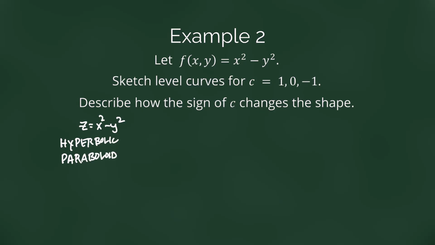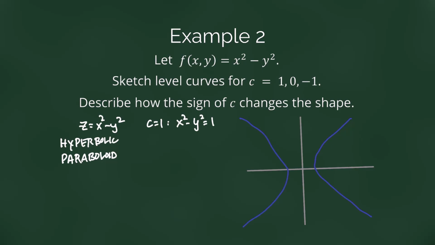So here we're asked to examine the curves for c equals 1, c equals 0, and c equals negative 1. So when c equals 1, we have x squared minus y squared equals 1, which you should recall is a hyperbola, and it is a hyperbola that is shaped like this. So its major axis is going to be along the x-axis. That's not an awesome picture, but hopefully you get the idea. This is definitely not my strong suit. Whoops, that's even worse.